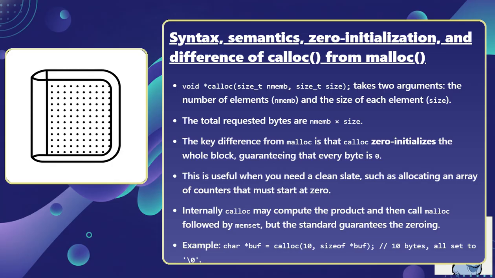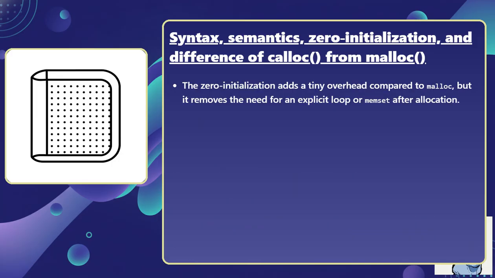Example, char star buff equals calloc open parenthesis 10 comma sizeof star buff close parenthesis, 10 bytes, all set to \0. The zero initialization adds a tiny overhead compared to malloc, but it removes the need for an explicit loop or memset after allocation.